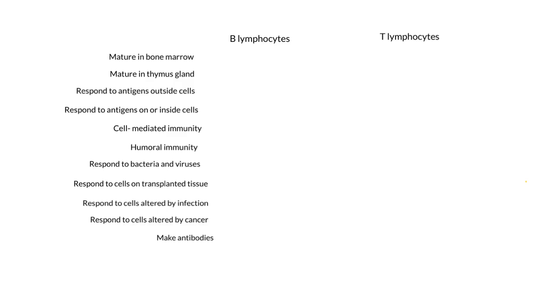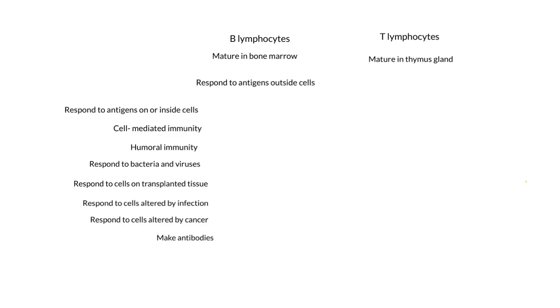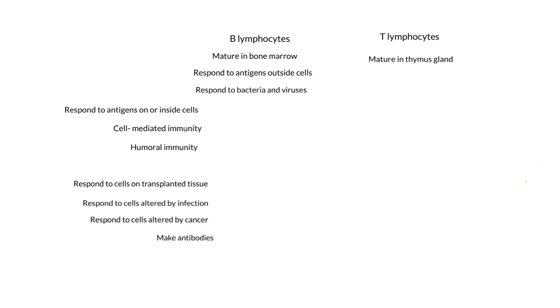Let's look at the key differences between these two types of lymphocytes. First thing, they both are made in the bone marrow, but the B lymphocytes mature in the bone marrow and the T lymphocytes mature in the thymus gland. The B lymphocytes respond to antigens which are outside of our own cells, i.e. bacteria and viruses which are just floating around the body.